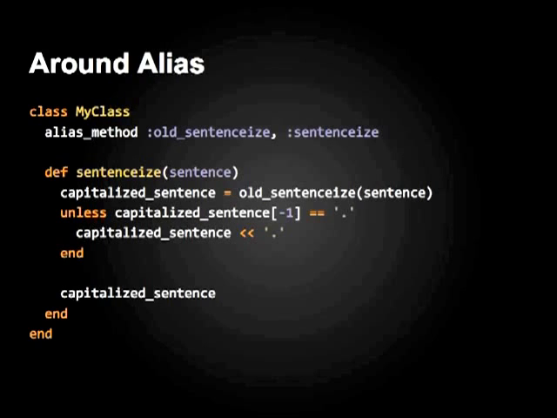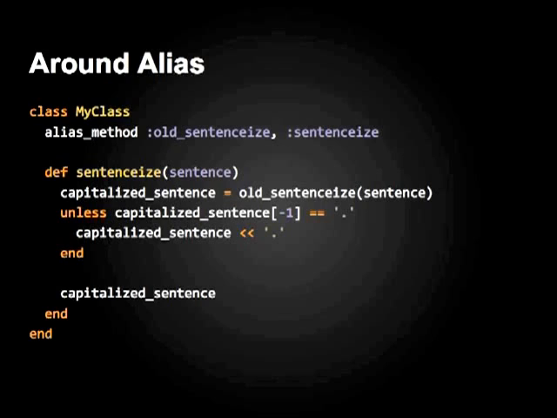So the strategy here is first to use either alias or alias_method. I would recommend alias_method. They work very similarly, but there were some nuances with alias that might not work as expected. So what we're going to do is say alias_method, and we're going to give a new name to this method: old_sentence_size.